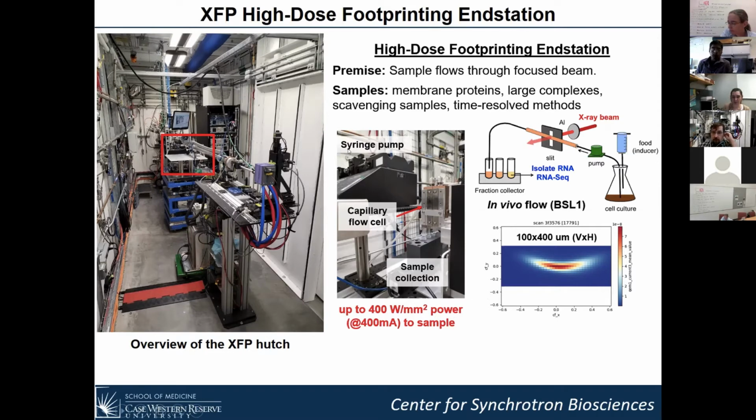I just show a little schematic here, showing the typical arrangement with a syringe pump, a capillary flow cell, and a little sample collection. We can also support some BSL-1 level in vivo flow experiments. This is mainly developed and used by Sarah Woodson for nucleic acid footprinting and ribosome assembly.